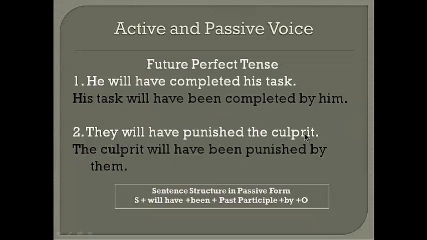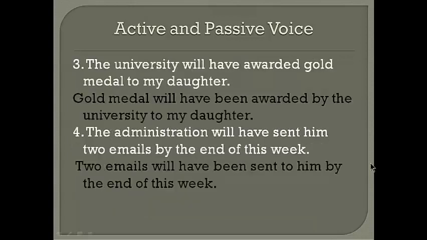They will have punished the culprit. The culprit is the object. The culprit will have been punished by them. You can just check out the sentence structure in passive form here in this table. The university will have awarded a gold medal to my daughter. Gold medal is the object here. So a gold medal will have been awarded by the university to my daughter.